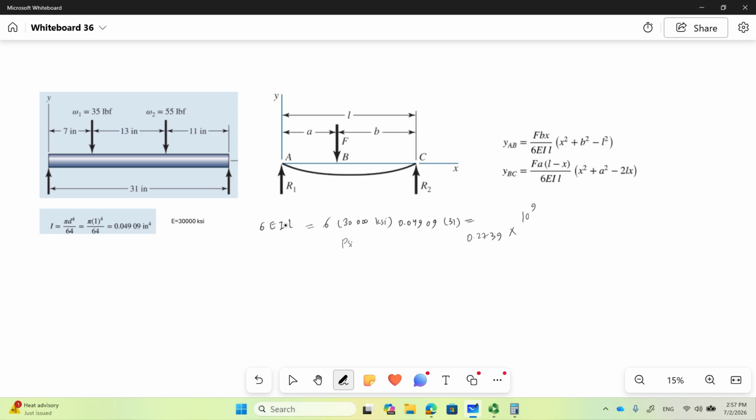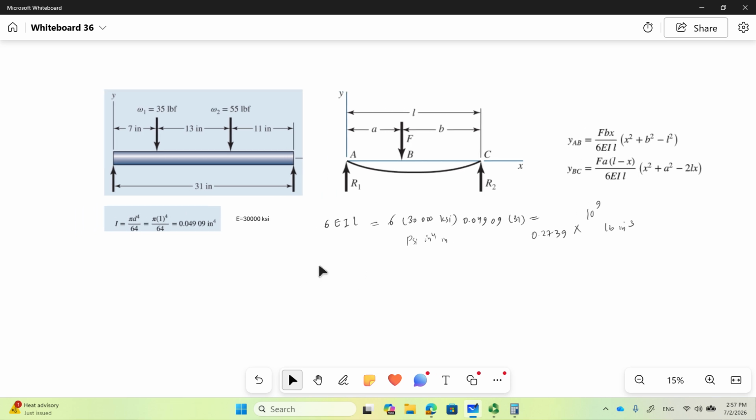The unit, look what it's gonna be. PSI is pound per inch squared, the moment of inertia is inch to the 4th, and you have another inch. So it's gonna be pound inch cubed. Right? So it's gonna be pound inch cubed. Alright, so that's the unit for 6EIL.